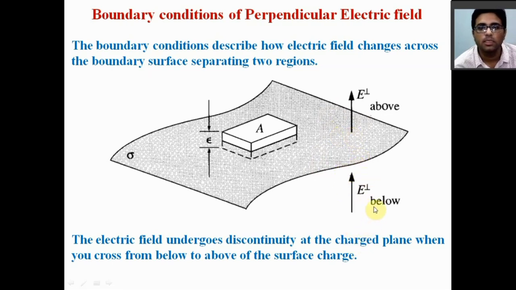Now suppose you move from below to above this charge sheet. Then the electric field undergoes a discontinuity at this surface. Let's understand this discontinuity in the electric field, and what the value of this discontinuity will be can be found out using Gauss's law.